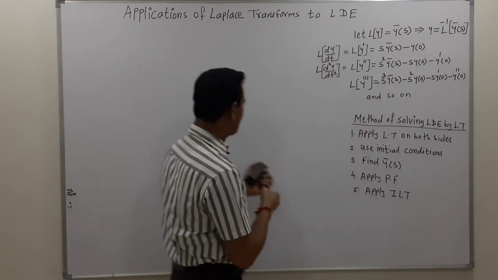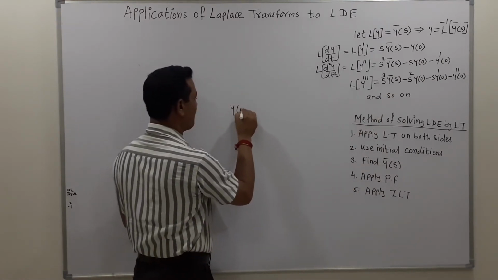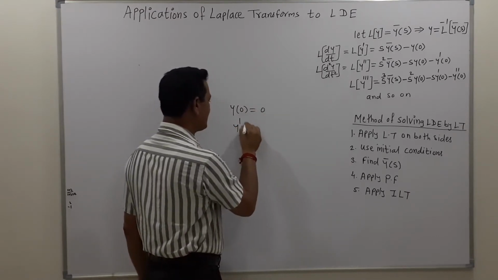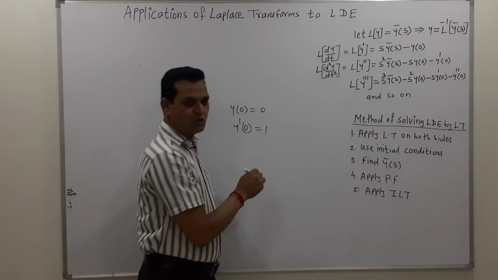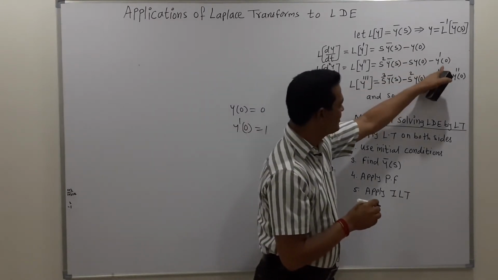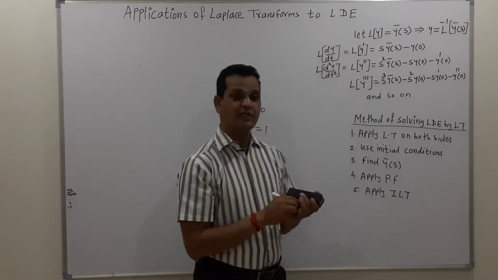According to the initial conditions, it may be that we have values of the type y of 0 is 0 and y dash of 0 is 1. This is called the initial condition. So put this initial condition in such an equation. That is our second step.